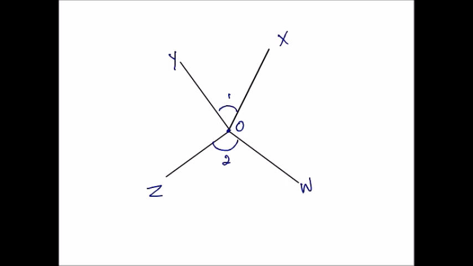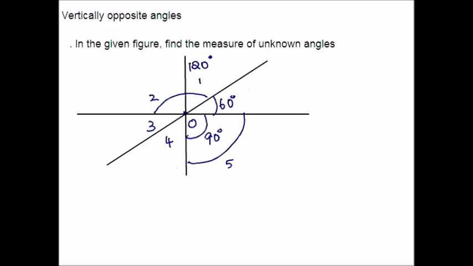Okay, now let us solve various examples on vertically opposite angles. Here is an example. In the given figure, find the measure of unknown angles. Okay, let us start with the solution. Please observe the figure given. Angle 3 and 60 degrees are vertical. Am I right? We have two lines. I have just highlighted the opposite rays. Angle 3 and angle 60 are vertically opposite angles.